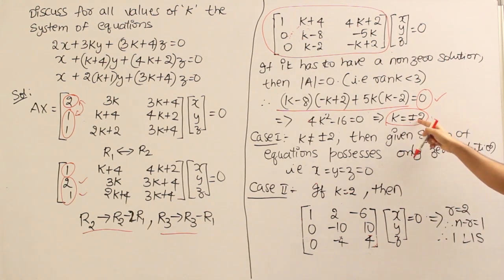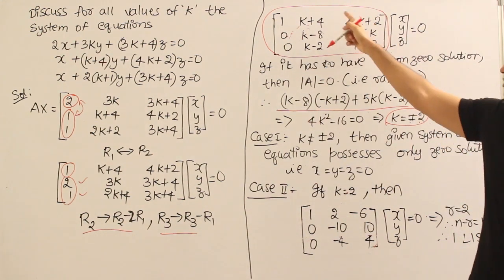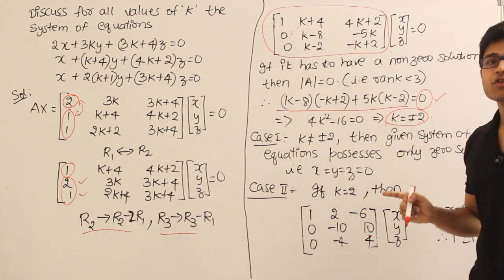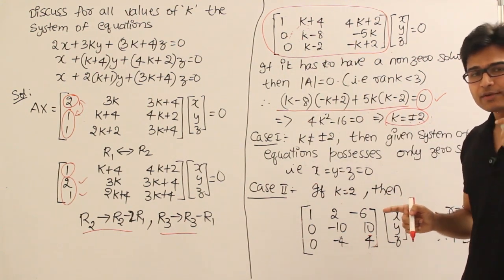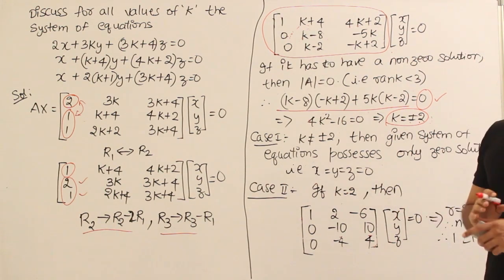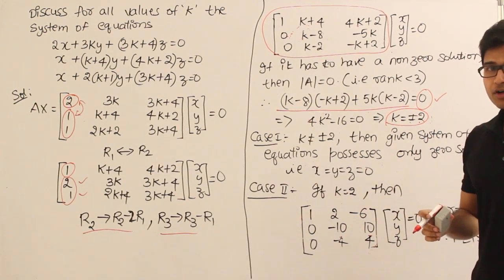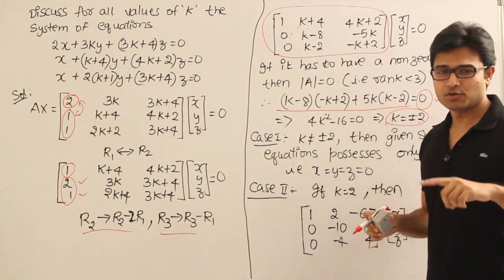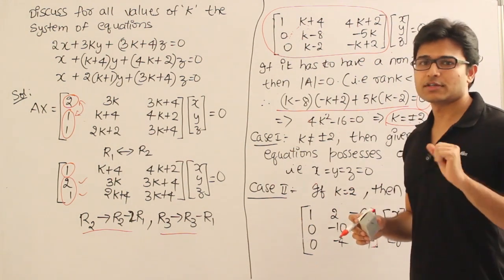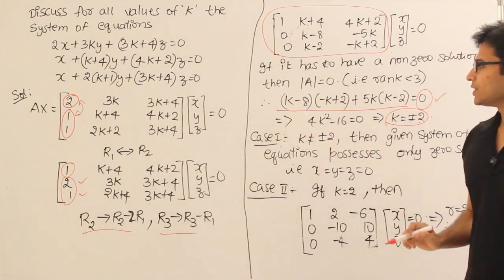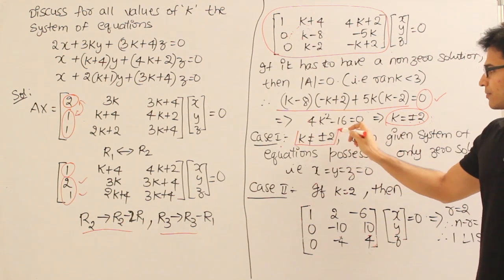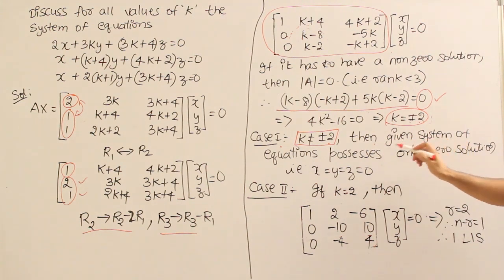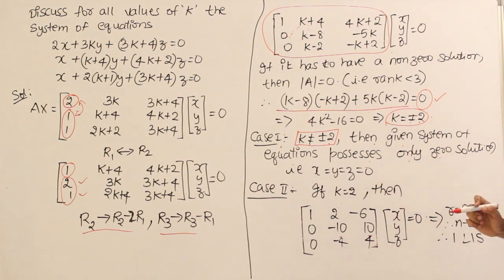What happens if k is not equal to plus or minus 2? If k is not equal to plus or minus 2, the determinant is not equal to 0, which means the rank of the matrix is going to be 3, which is equal to the number of variables, which means there will be a unique solution. So we shall analyze all the cases: what happens if k is not equal to plus or minus 2, what happens if k equals 2, and what happens if k equals minus 2. Now case 1 is k not equal to plus or minus 2. Then the given system of equations possesses only the zero solution.